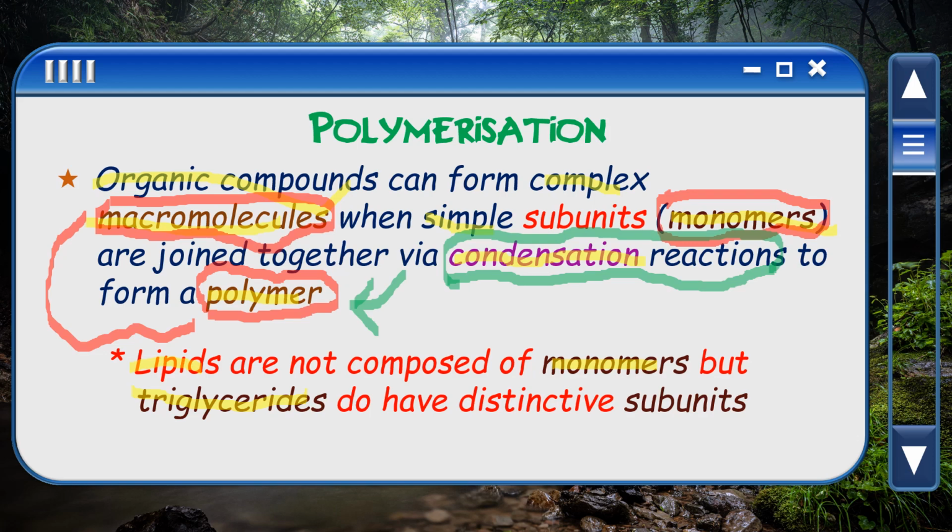And they don't have distinctive subunits. They don't have distinctive subunits, meaning that they don't have more monomers. But they are made up of units which are glycerides and fatty acids.